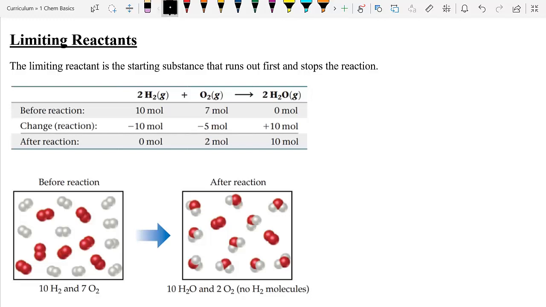Hey guys, we are going to talk about limiting reactants now. Limiting reactants are those substances that run out first and stop the reaction. So a limiting reactant is what you run out of.